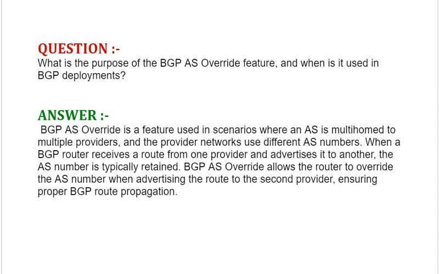When a BGP router receives a route from one provider and advertises it to another, the AS number is typically retained. BGP AS override allows the router to override the AS number when advertising the route to the second provider, ensuring proper BGP route propagation.